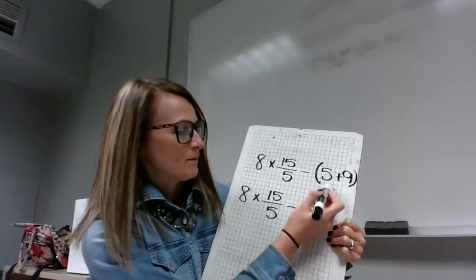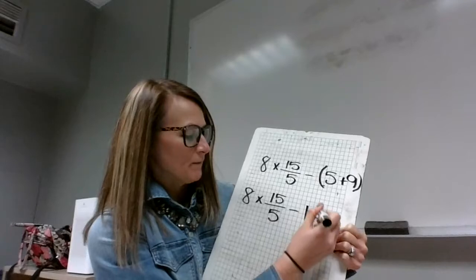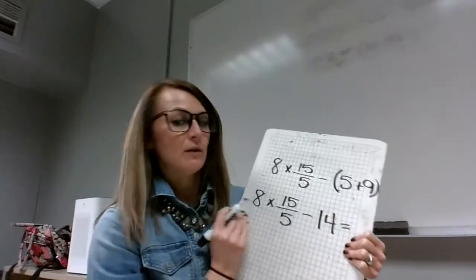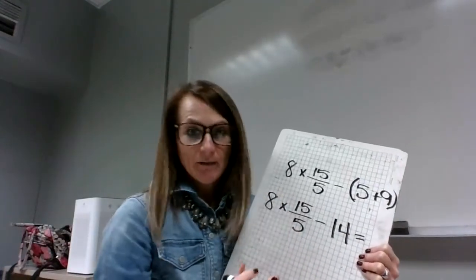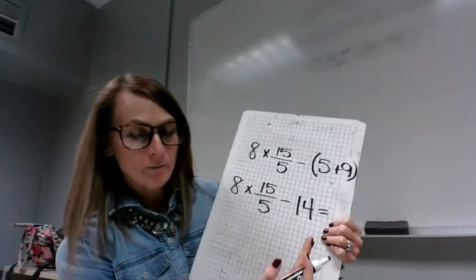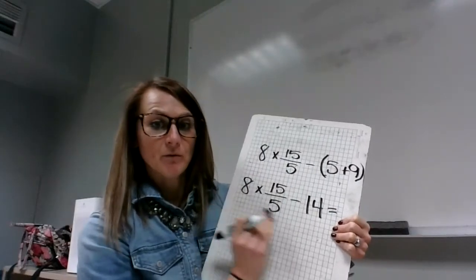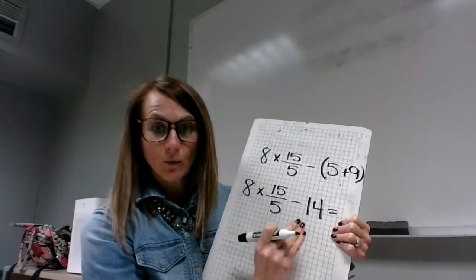Okay, but now I'm going to subtract whatever's in that parentheses, and 5 plus 9 is 14. Okay, so I've rewritten it. I don't have any parentheses anymore, so now I just need to worry about multiplying and dividing. Remember, with multiplying and dividing, you come back all the way to the beginning and read from left to right, and whatever you hit first is what you do.